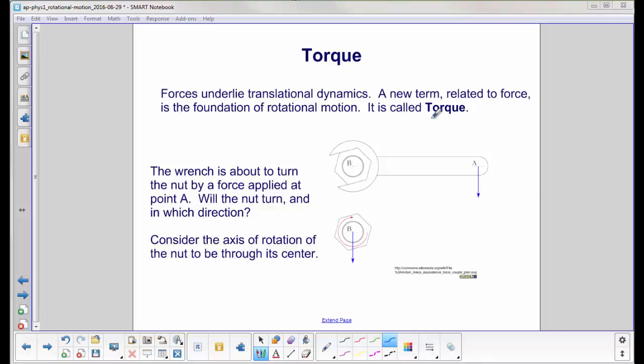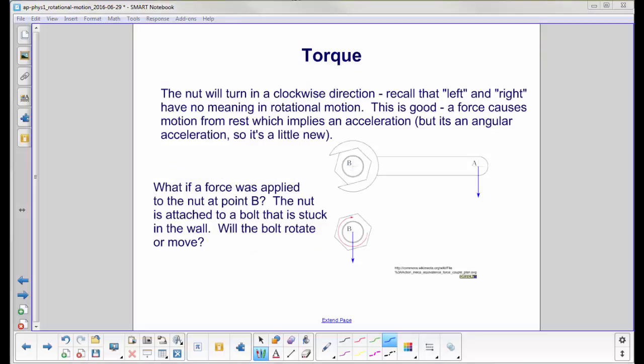It is called torque. Here we have a wrench, this object here, and here's a nut. We're going to apply a force at point A in the down direction. Don't look at this picture yet. Consider the axis of rotation of the nut to be through its center. So here's the axis of rotation right through the middle of the nut. The nut will turn or rotate in a clockwise direction, just like you can see that red arrow there.